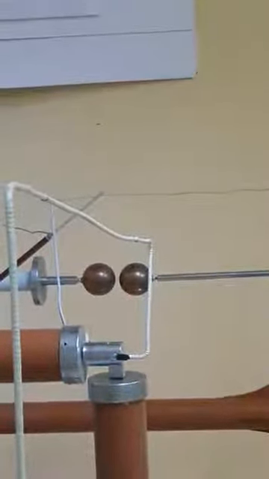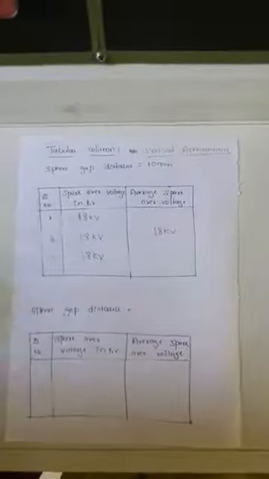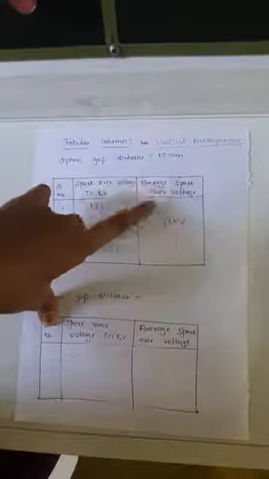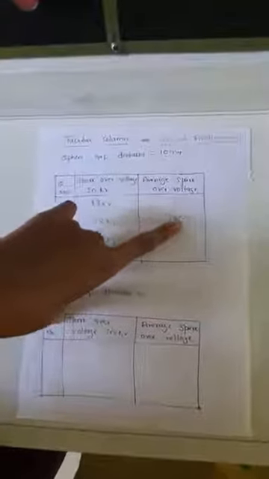The breakdown voltage for the second case also is 18 kilovolt. By repeating the same for the third case, the breakdown has occurred at a voltage of 18 kilovolt. So we can write the average spark over voltage for a distance of 10 millimeter as 18 kilovolt.